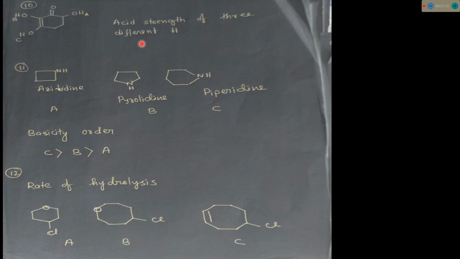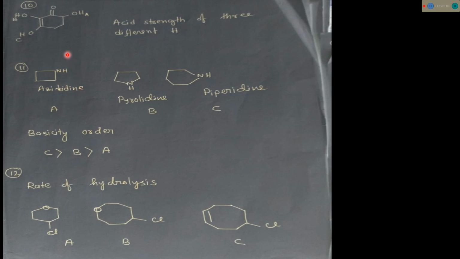So this is one question, and one question from basicity. These are saturated nitrogen heterocycles: piperidine, pyrrolidine and azetidine. So, the basicity order of these three saturated heterocyclic compounds. We all know that basicity means the lone pair availability. We can consider the availability of the lone pair on each nitrogen atom. If the lone pair is more available, then it will be more basic. So this is one way.